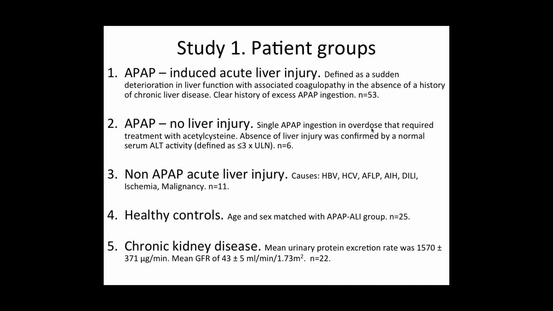So we had 5 patient groups. We had patients with acetaminophen-induced acute liver injury. We had patients who took an overdose of acetaminophen but didn't get any liver injury. We had patients who had acute liver injury for a cause that wasn't acetaminophen. These were a mixed bag of causes: viral hepatitis, autoimmune hepatitis, ischemia. We had healthy controls, and we had chronic kidney disease.